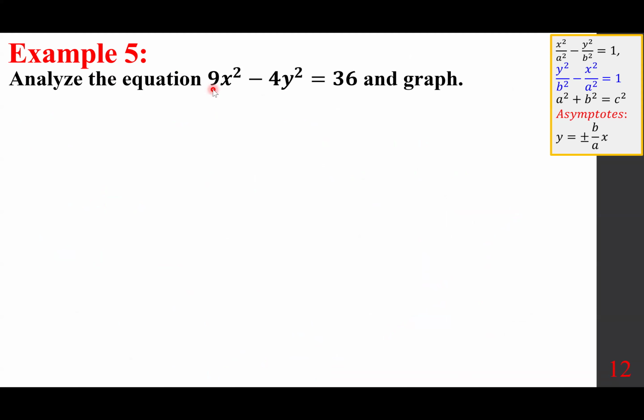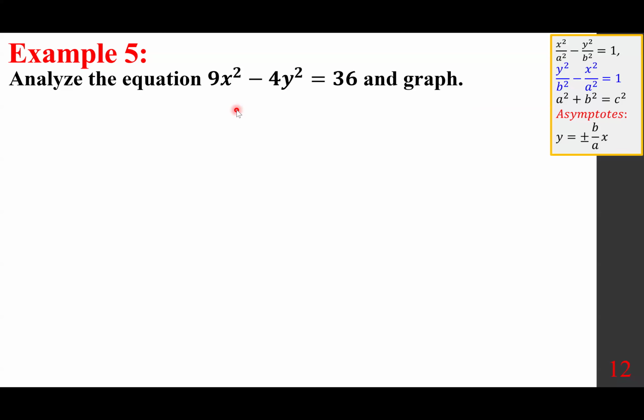Analyze the equation. When we have x squared and y squared on the same side, one of the conic sections would be a circle, an ellipse, or a hyperbola. If the two coefficients are identical, it is a circle. If they are not, but they have the same sign, it is an ellipse. If they have different signs, it is a hyperbola.